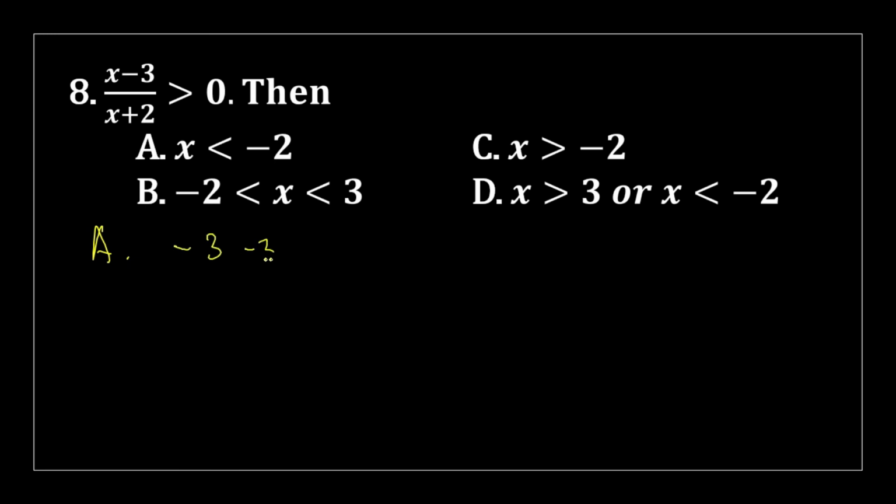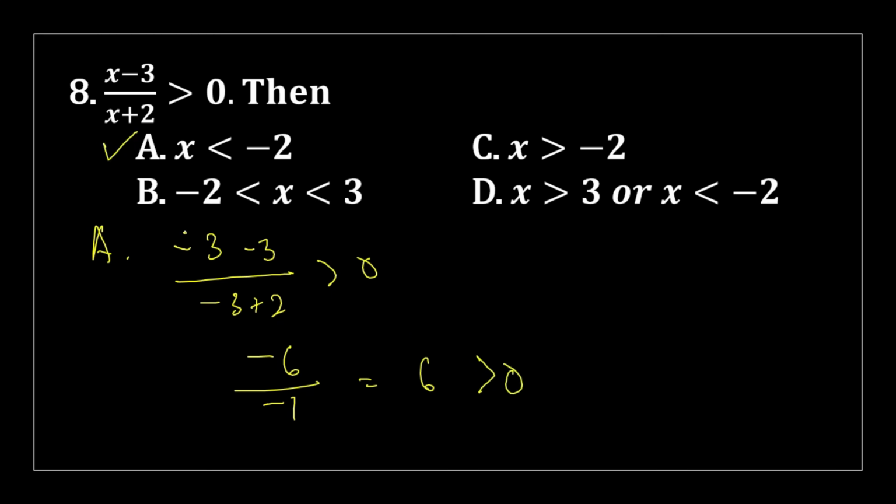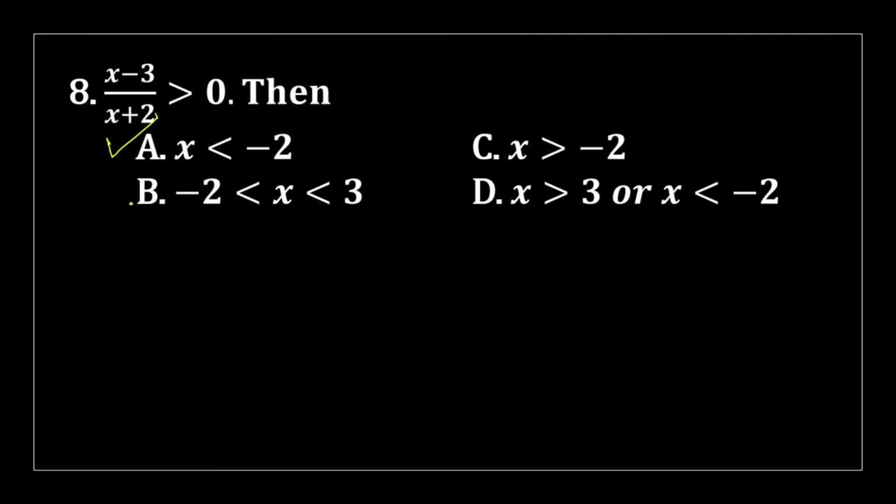Negative 3 minus 3 over negative 3 plus 2. So negative 3 minus 3 is negative 6 over negative 1. Negative 6 divided by negative 1 is 6. And 6 is greater than 0. So this is correct, letter A. But let's see if all the numbers greater than 2 would follow, or if that's the only solution. We just need to check the others. So we know that A is correct.